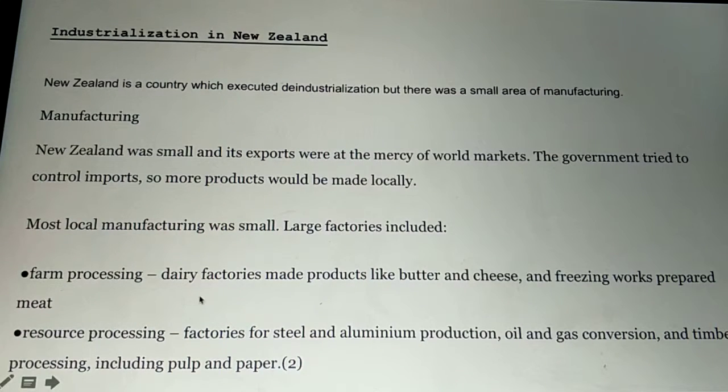The farming processing includes dairy factories that make butter and cheese, freezing works, and prepared meat, and the resource processing is factories for steel and aluminum production, oil and gas conversion, and timber processing.